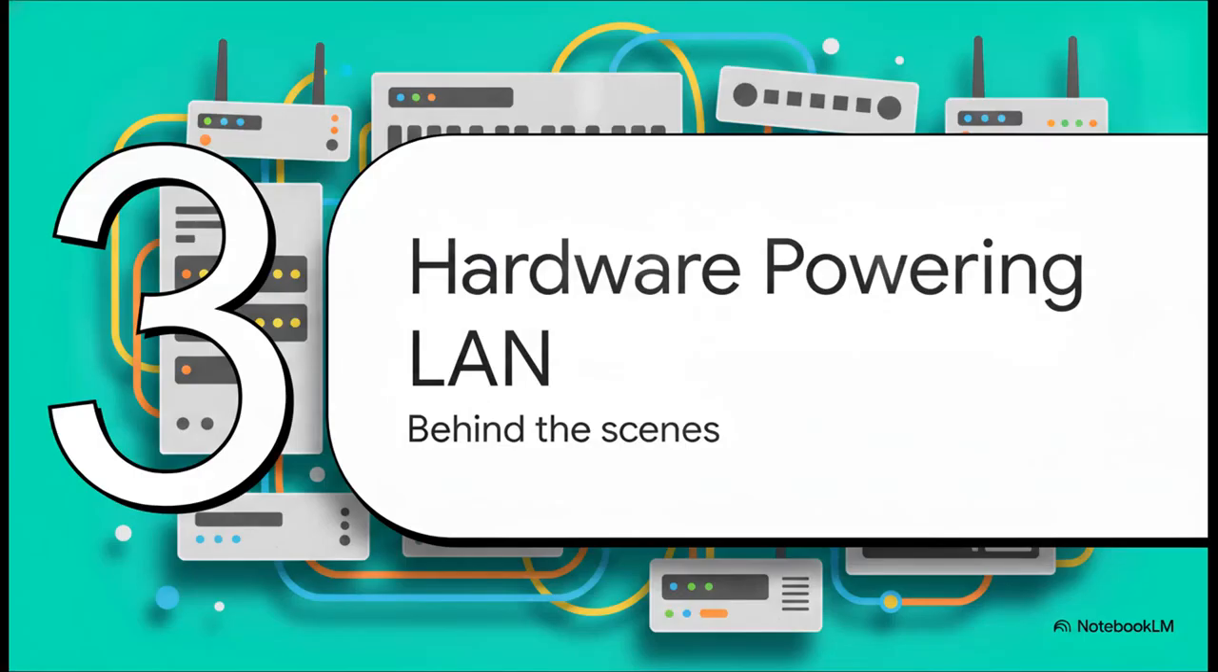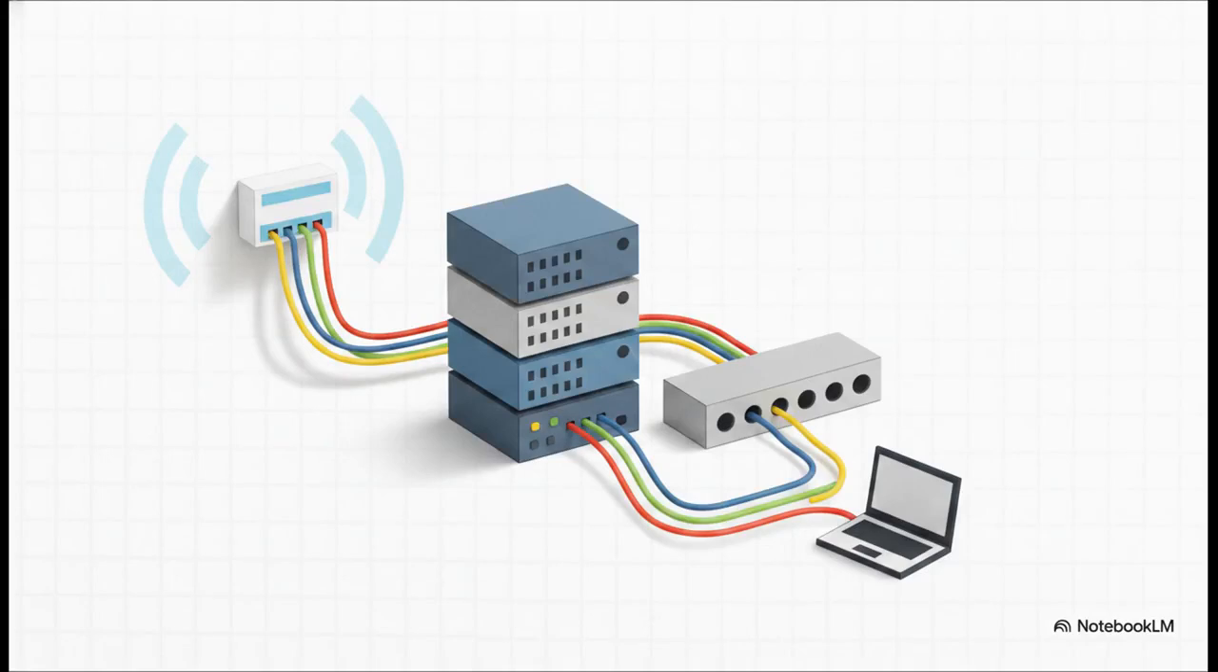Section 3. Hardware powering your LAN. So, what are the actual physical boxes with all the blinking lights that make a LAN function? Well, every LAN relies on specialized hardware working as a team. First up, you have servers. These are basically the heavy-lifting brains of the operation, super powerful computers that store all our files and run vital security applications like firewalls. Then you've got wireless access points, or WAPs, which beam out the Wi-Fi signal so you can roam around with your laptop without tripping over Ethernet cables. And finally, you have switches.